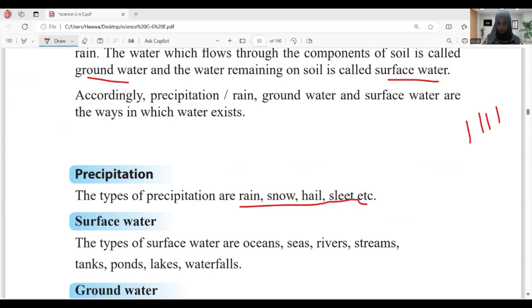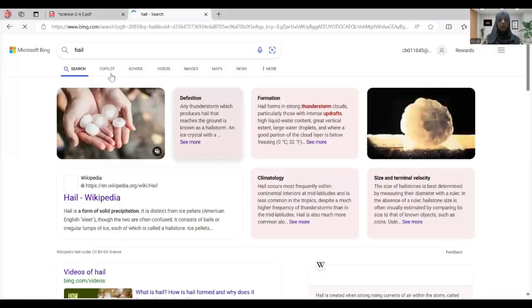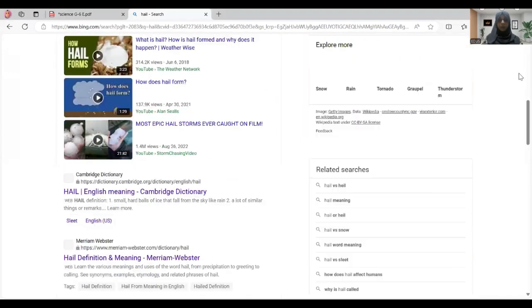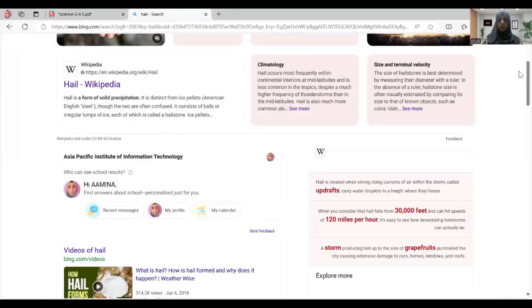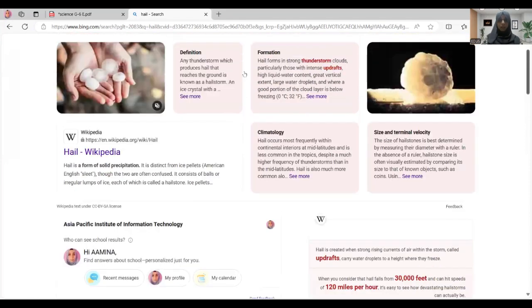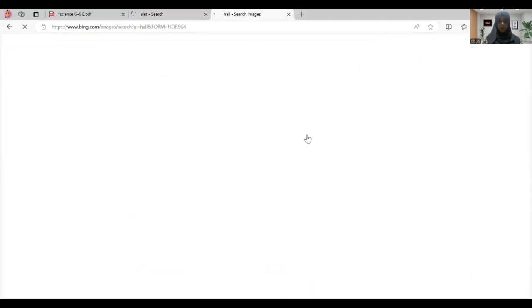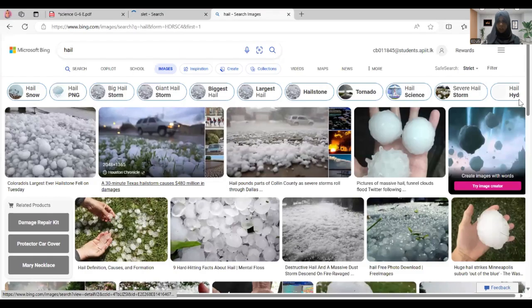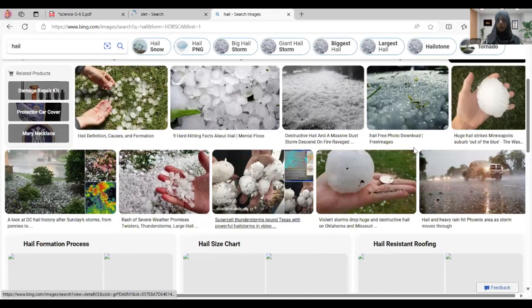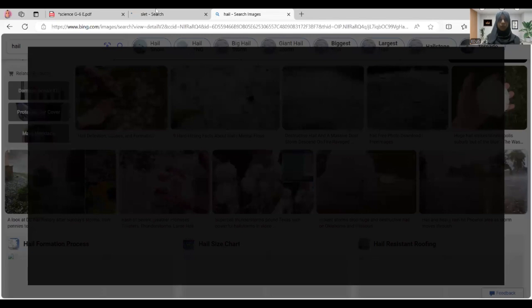I'll try to show you the image. So what happens is, when there is hail and you leave your vehicle outside, then it's done. The whole vehicle is going to get damaged because ice cubes are falling from such a height. Here you see these are the ice cubes fallen from the sky. So when there is hail, you have to be careful.